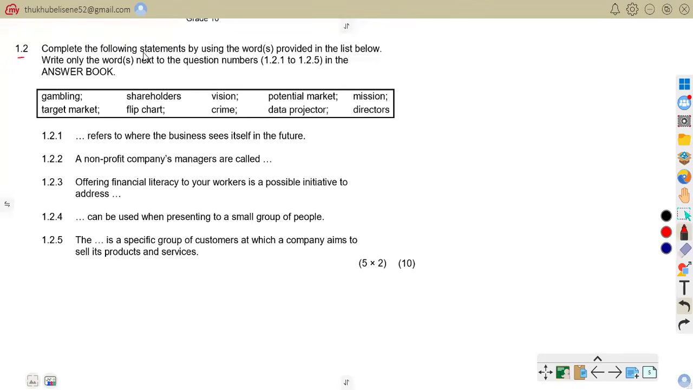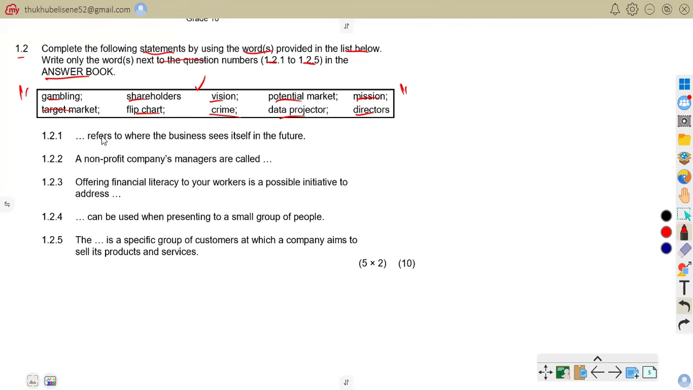1.2, complete the following statements by using the words provided in the list below. Write only the word next to the question number 1.21 to 1.25 in the answer book. So here is the list that we're given: gameplay, shareholders, vision, potential market, mission, target market, flip chart, crime, data projector, as well as directors. So now let us go to 1.21, where we want to look at these statements and see the correct word that is going to fit in the missing word.